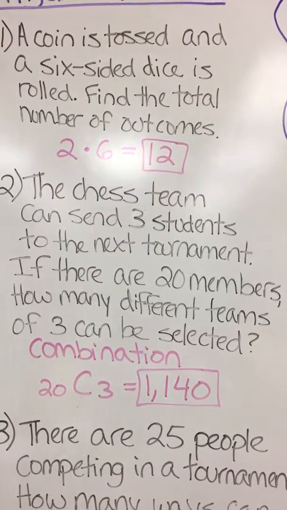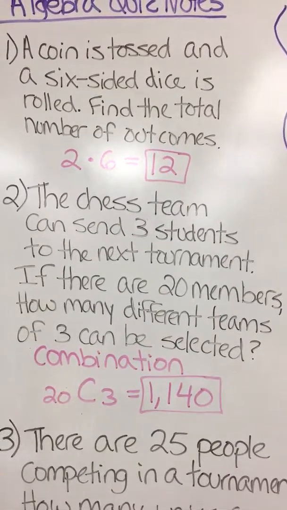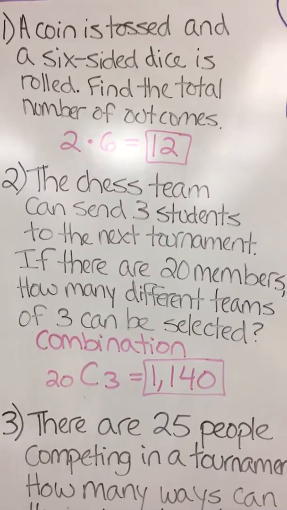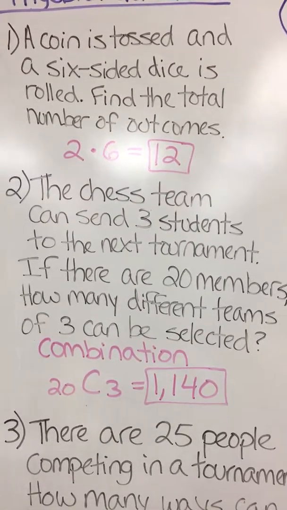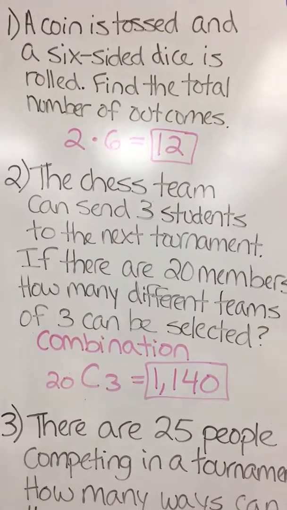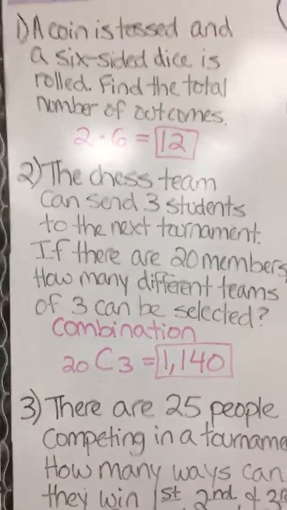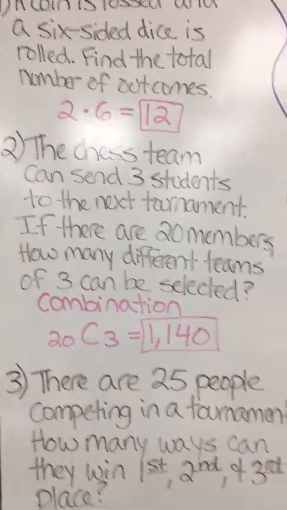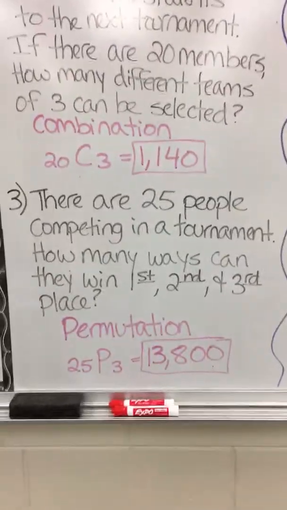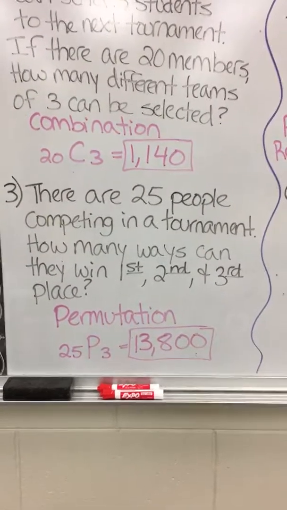Remember how I showed you really quickly and really easy how to put that in the calculator? Well, when you do that, your total is going to be 1,140. Moving right along, since we had a combination example, I wanted to do a permutation example. Remember, order matters with permutation.